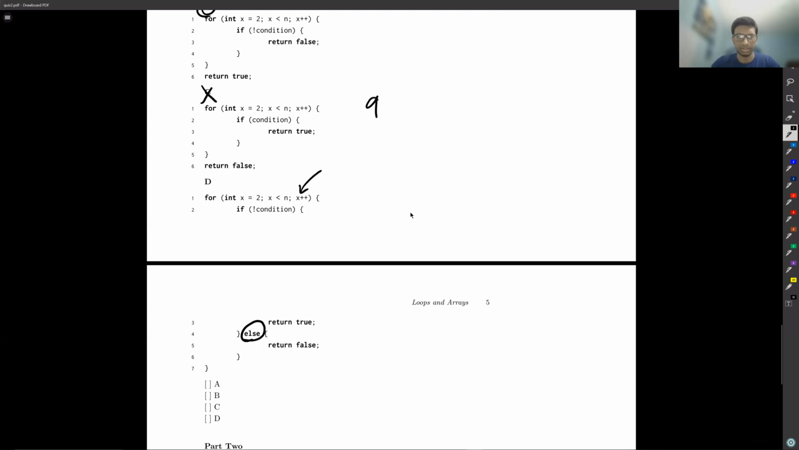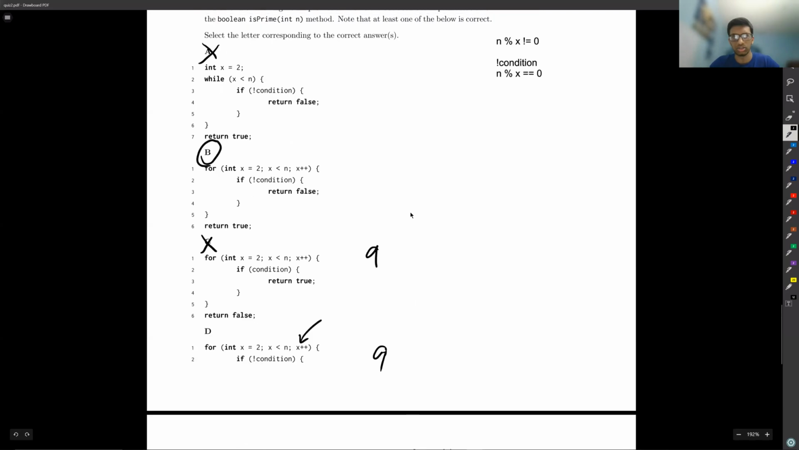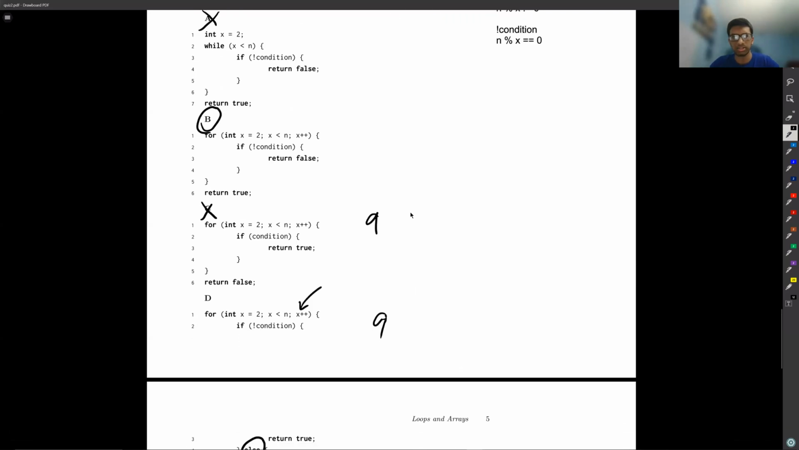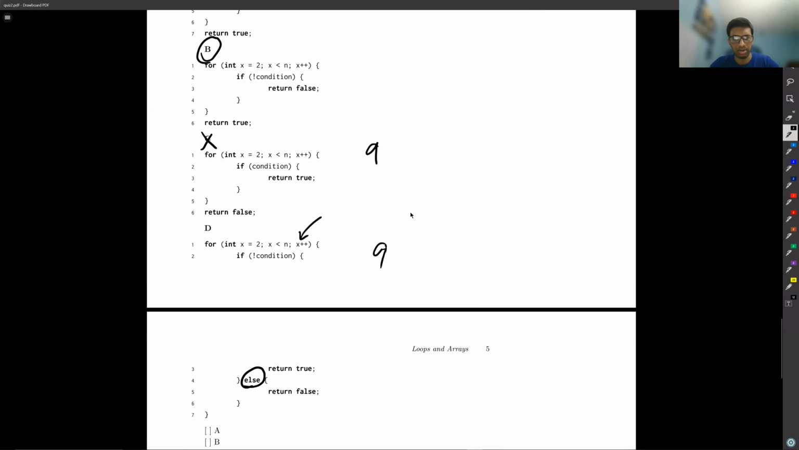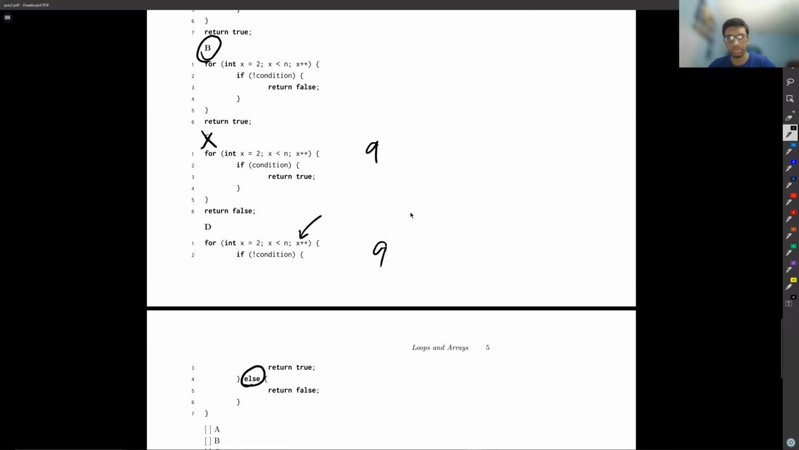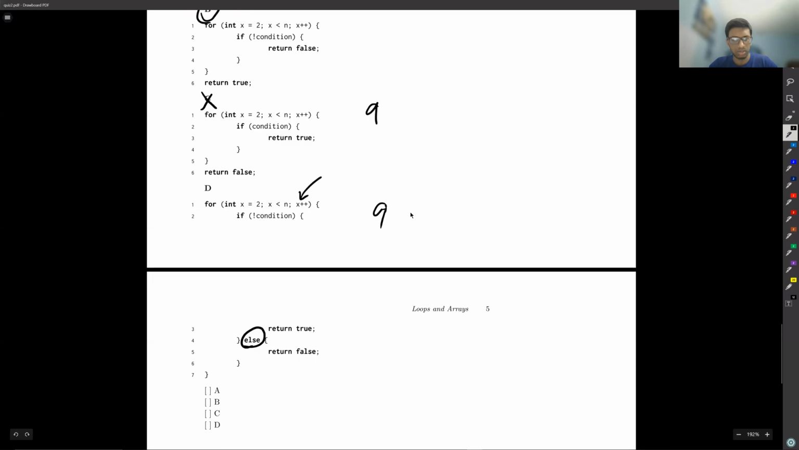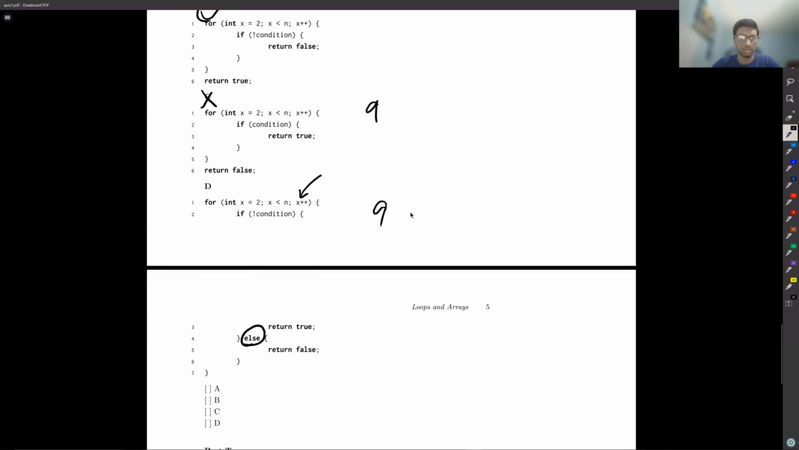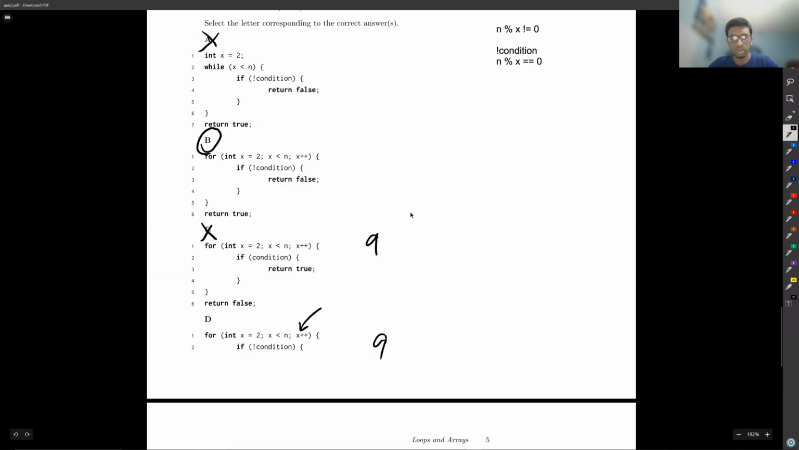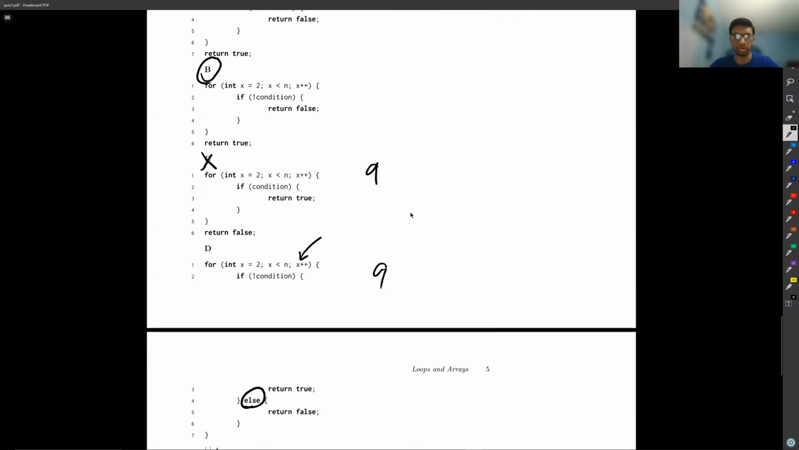So if I put 9 here, what's happening? I check if not condition. So not condition is n mod x is equal to 0. So 9 mod 2 is not equal to 0, right? We covered 9 mod 2 is 1. But the issue is now we immediately go to the else and we return false. Okay, so maybe 9 works. But let's check a different number, right? Let's say we pick the number 4.